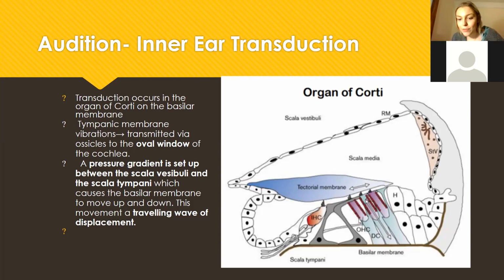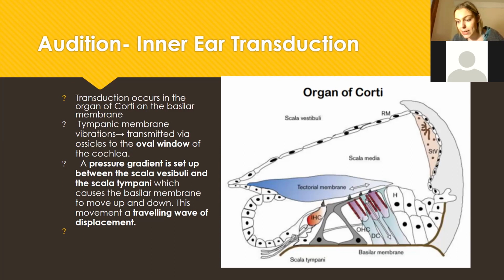Okay, so we've moved our vibrations from the outside of the ear through the tympanic membrane, receiving these ossicles, then promoting the sound into the oval window of the cochlea. So this vibration then sets up a pressure gradient between the scala vestibuli and scala tympani, which causes the basilar membrane to move up and down. And this is a traveling wave of displacement.